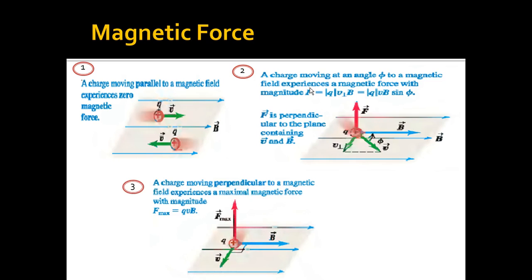Okay, so let's consider the third scenario. The third scenario is when the angle between V and B is directly perpendicular. So that means that the angle is 90 degrees. So sine 90 degrees gives you 1. So 1 times Q times V times B gives you the maximum value of the product QVB, and therefore this becomes the maximum value of the magnetic force and the magnetic deflection.